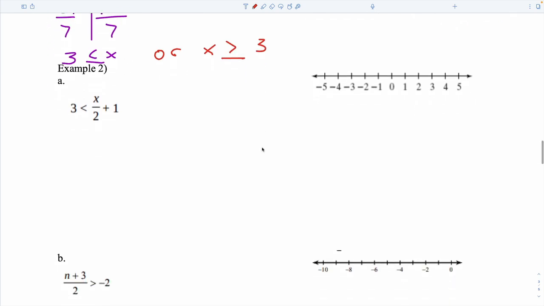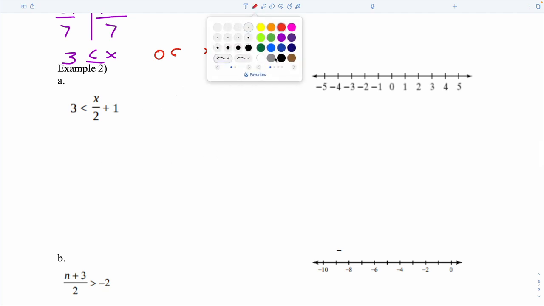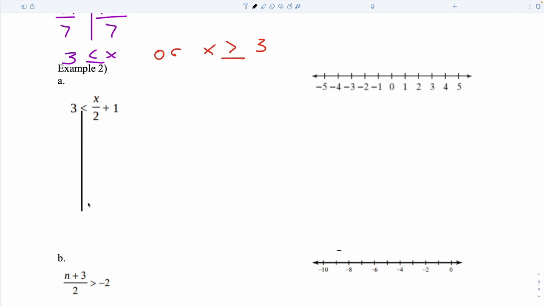Last example. 3. Let's rewrite this one. No, you don't need to rewrite it. We're fine. There's room. Start out by moving the 1 to both sides. 2 is less than x over 2. What do I do from here when I have an x over a 2? Jackson.